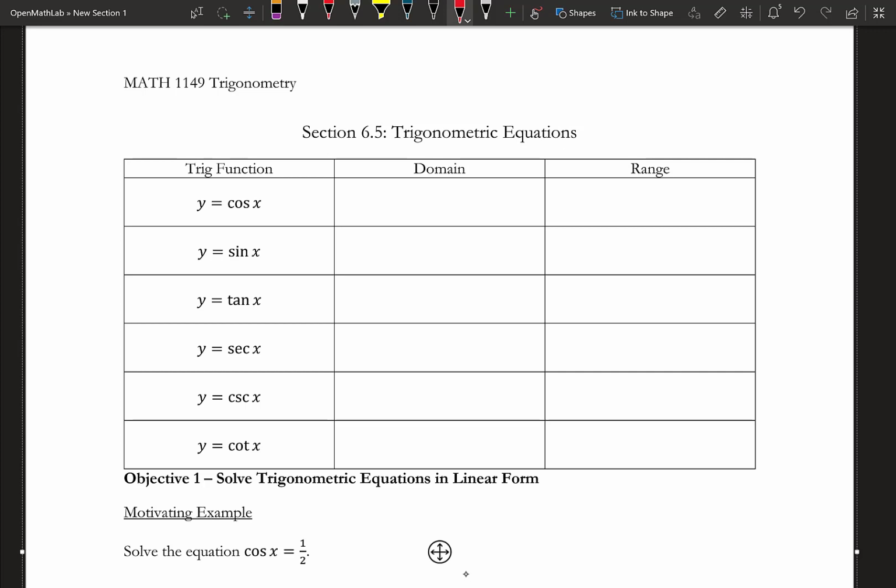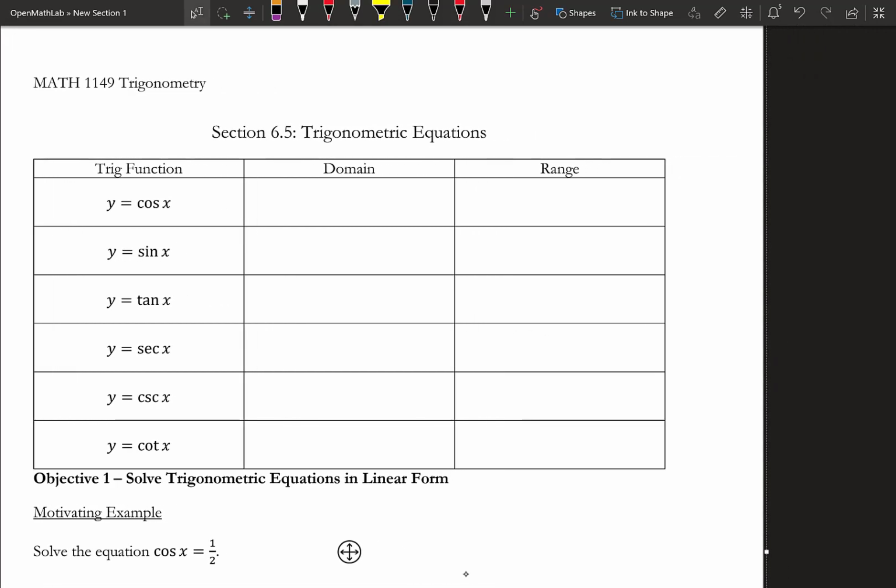So the very first thing I have here is just reviewing the domain and range of each trig function. But I wish I would have added to this table. I also want to review the period really quick as well, right? So if you would, go ahead and add that off to the side, and we'll review those. This is information that you should already know, but just to refresh ourselves, because we're going to need it in this section. It's going to come up, right?